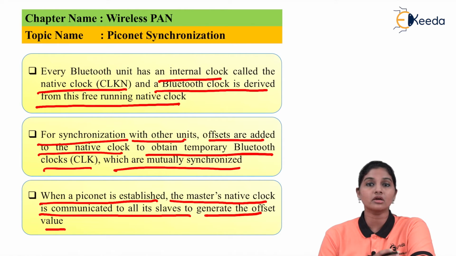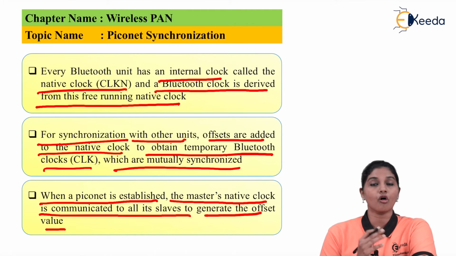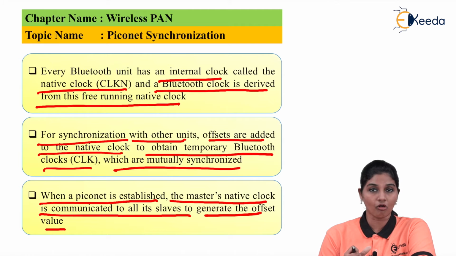To one master, we can connect 7 different slaves. To have proper wireless communication, the synchronization between the master and slave is very important. For synchronization between the master and slave, the master native clock is transmitted to all the slaves so that the offset value can be calculated, and with the help of that offset value, it is possible to obtain the temporary Bluetooth clock.